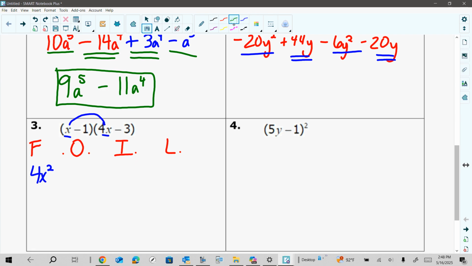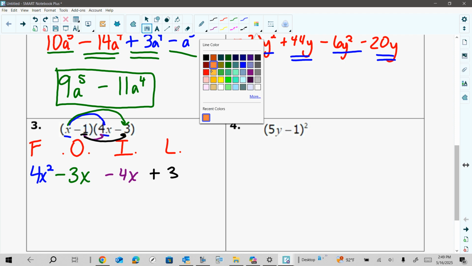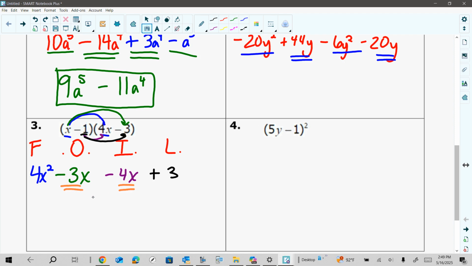Then my outer terms, that's your x and this minus 3 here, that's going to give me negative 3x. Inner terms is just negative 1 times this 4x. That's going to give me negative 4x. And then our last terms are the negative 1 and that negative 3. That becomes a positive 3. Then here, because we have x's, all we're doing is combining like terms. So our final answer is 4x squared minus 7x plus 3.